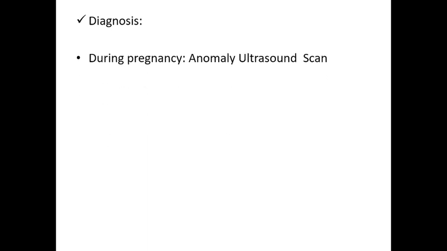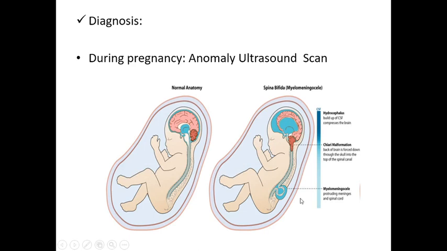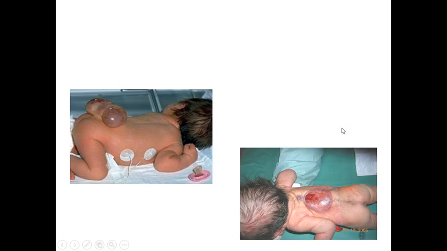Now, diagnosis. During pregnancy, you may be able to see an abnormal bulging in the lumbar region of the baby when you do an ultrasound scan. So that is during pregnancy. So this is how it looks like. And along with that, you may also see other complications like enlarged head. So that's called hydrocephalus. And after birth, the defect is obvious, right? So this is how it will look like.